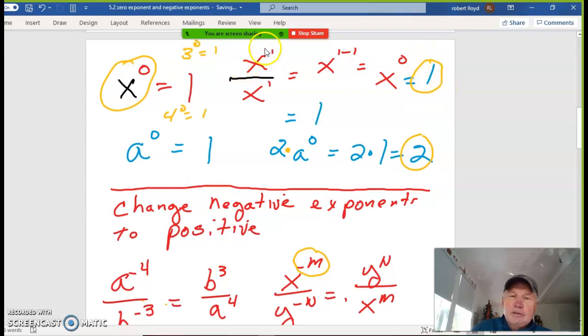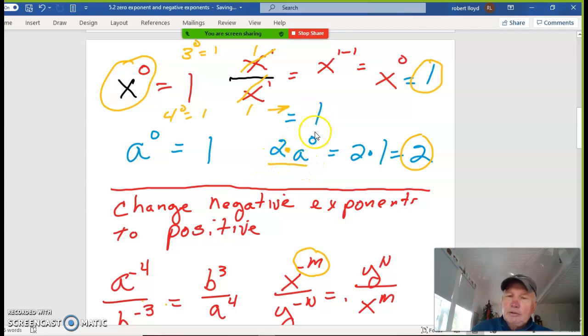If we just cancel these x's, they would both become 1s, then our answer would be 1, the same as if we used our subtraction rule for dividing exponents. So anything to the 0 power is 1. So a to the 0 power is 1, 4 to the 0 power is 1, 3 to the 0 power is 1.